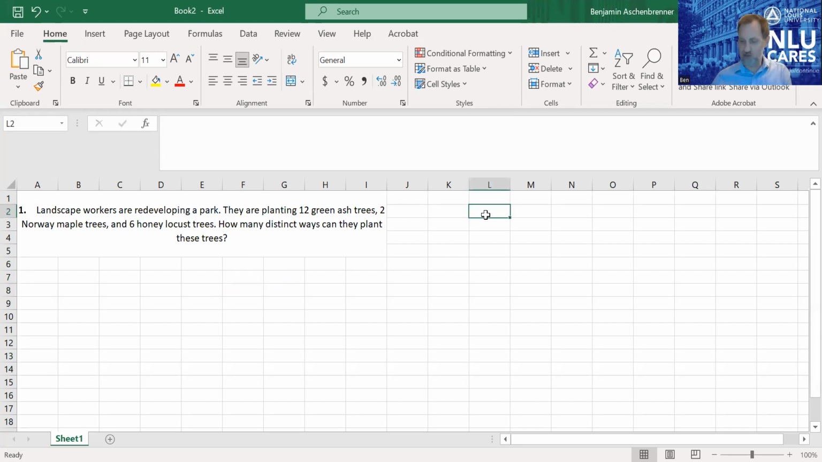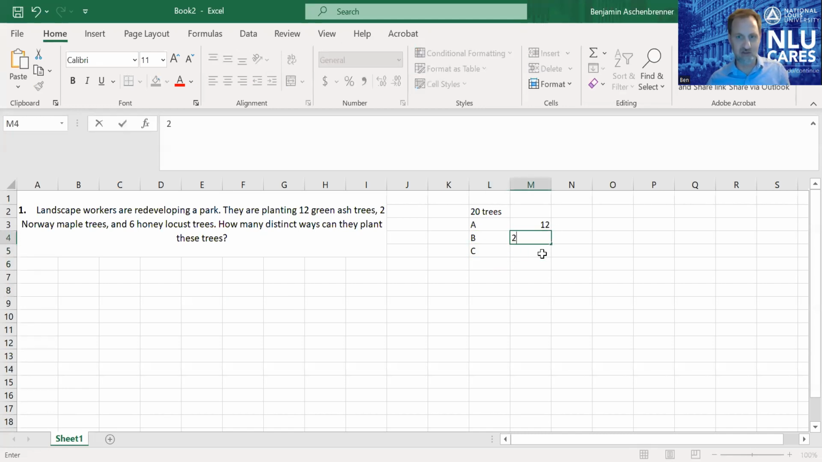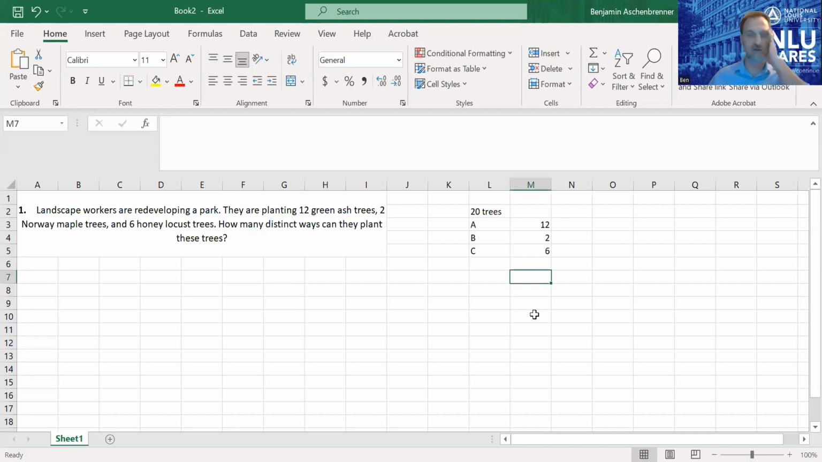I know that there are 20 trees, and I'm just going to simplify the situation by saying there's A trees and B trees and C trees. There's 12 of these, and there's 2 of these, and there's 6 of these. And it says distinct ways.